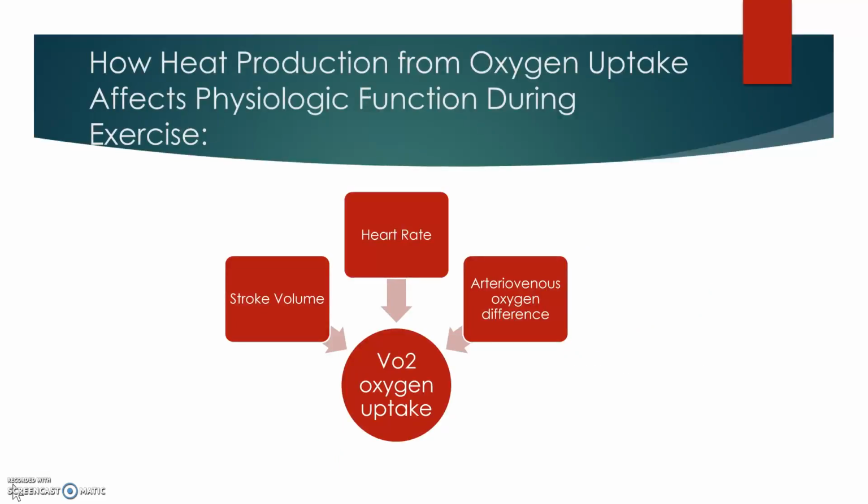How heat production from oxygen uptake affects physiologic function during exercise. Stroke volume, heart rate, and arteriovenous oxygen difference add up to VO2, oxygen uptake. Stroke volume is decreased and heart rate is increased when heat is produced through physical activity. This reduces venous return to the heart.